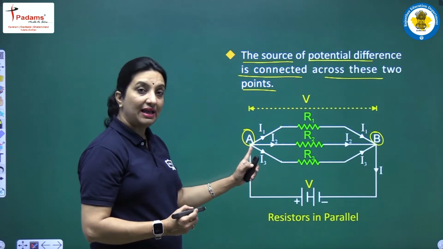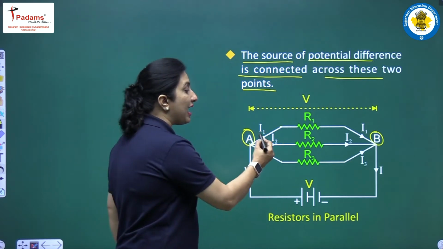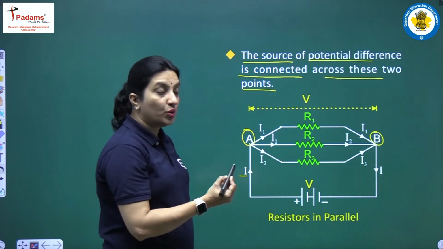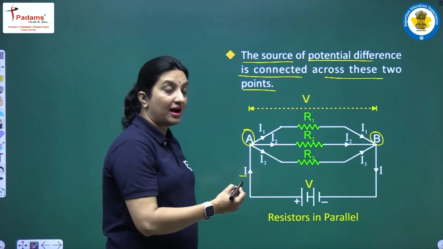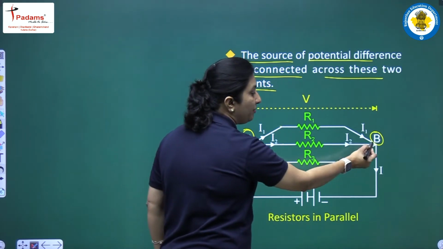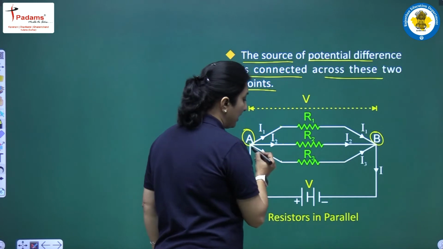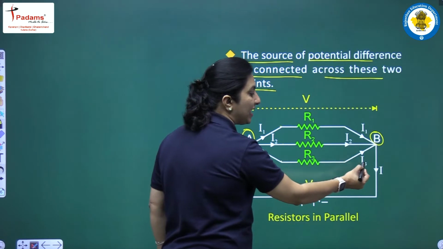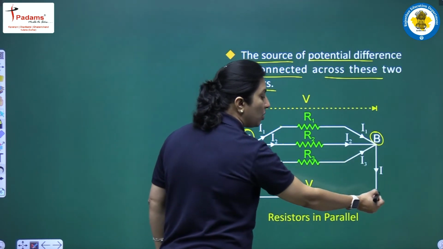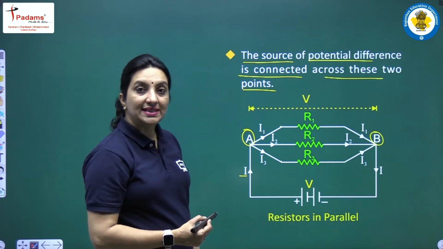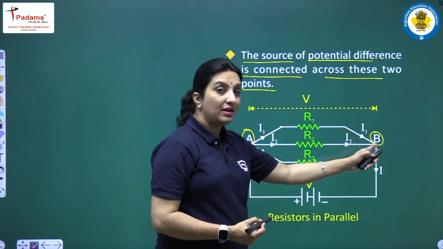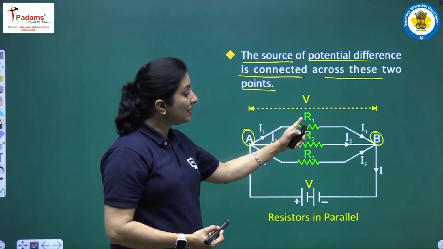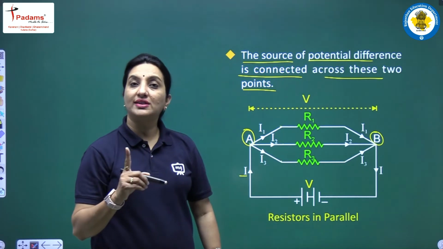So what we see here is that the current I1 is flowing through R1, current I2 is flowing through R2, and current I3 is flowing through R3. Now this I1 reaches point B, this I2 also reaches point B, and this I3 also reaches point B. And here at B, I1 plus I2 plus I3, which is equal to I, comes out, and we have a complete circuit. That is, the three currents combine at B and constitute I. So here we see that the currents flowing through the three resistors are not the same.